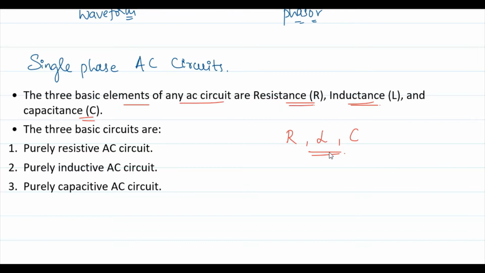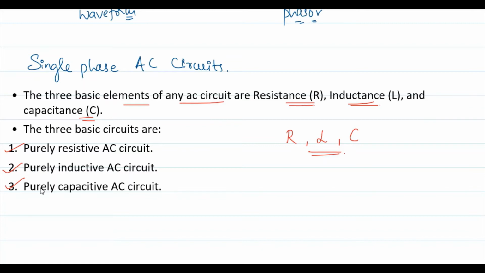So here, for the basic structures or basic circuits of AC, we are going to study by using R, L, and C. There are three main single phase AC circuits. The first one is the purely resistive circuit, the second is the purely inductive circuit, and the third is the purely capacitive AC circuit. These are the three basic circuits of single phase AC.